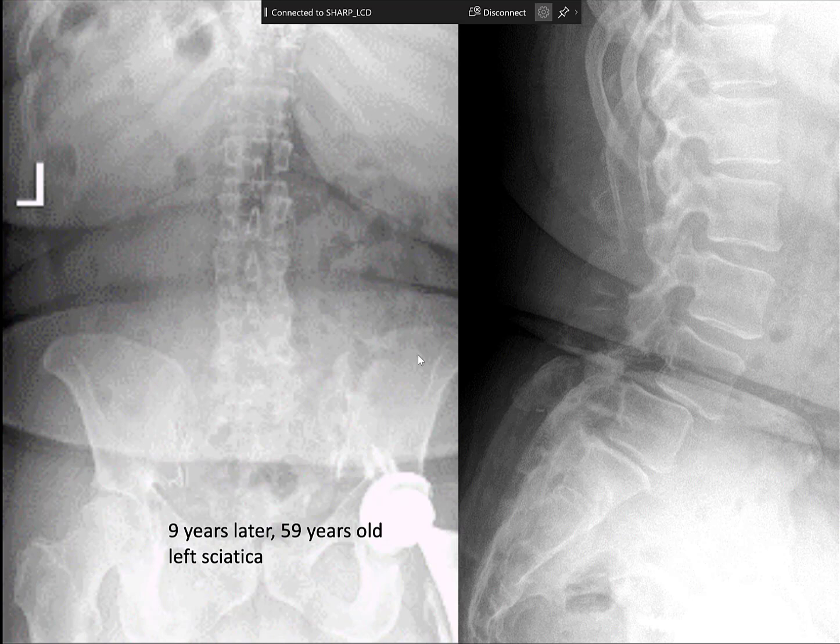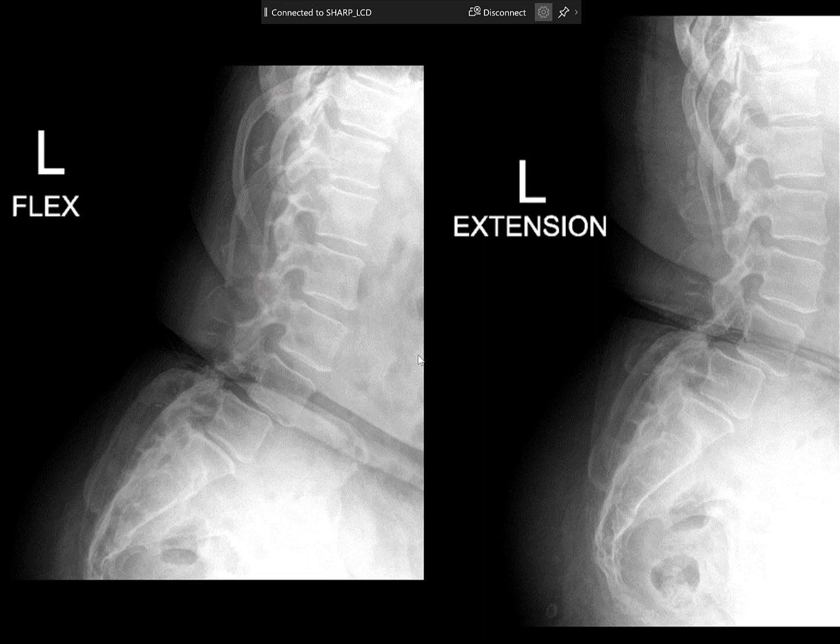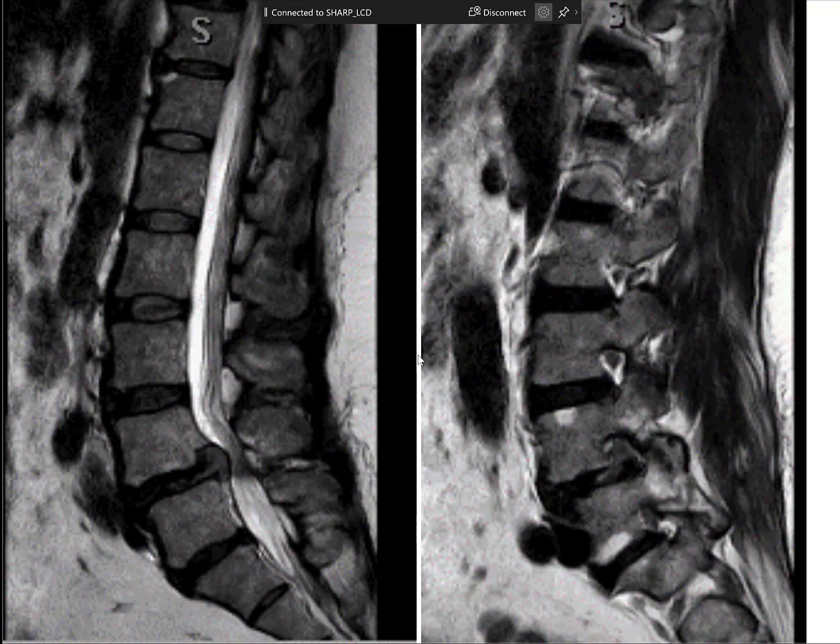What's the disc? Is it a big disc at 4-5 or a small disc? No, it's a small disc. Decreased height? Yeah. And flex-ex, do they help you? Yeah, you can see that there's a little bit of instability there. She becomes more kyphotic on the flexion. It reduces a little bit there on extension. Okay. And she's got a huge, MRI? Yeah, so you can see there.